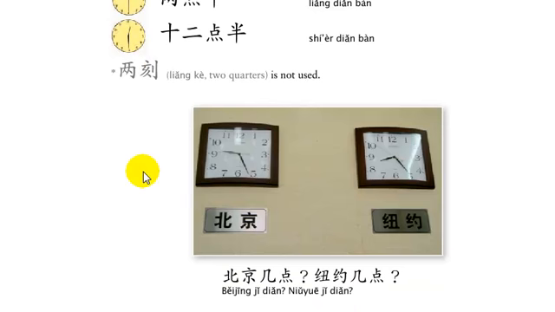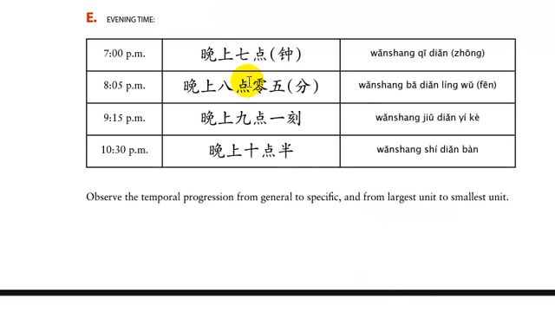Now look at these two clocks here, 北京几点 and 纽约几点. Right? What time is it in Beijing and what time is it in New York? It looks like in both places this clock looks a little off, but it looks like in both places it's 9:20. Well, it's 在北京是9:20，在纽约是8:20.